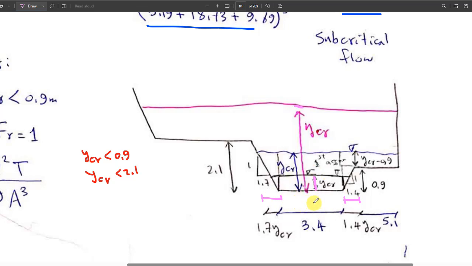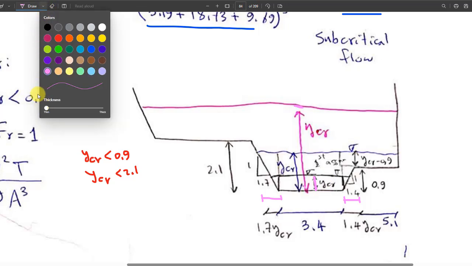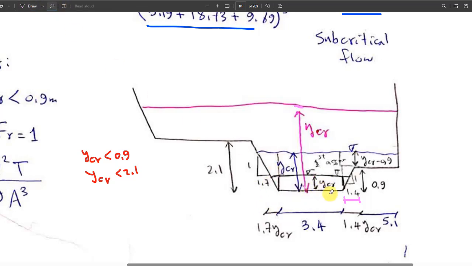Therefore, what is the area? The area of this shape will be 3.4 times Y critical plus half times 1.7 Y critical, the base, times the height, which is Y critical. So sometimes I'm writing it like this, half times 1.7 Y critical squared. Why am I directly putting squared? Because the height of the triangle will be Y critical itself. Okay, so try to write it this way because it will be easier.